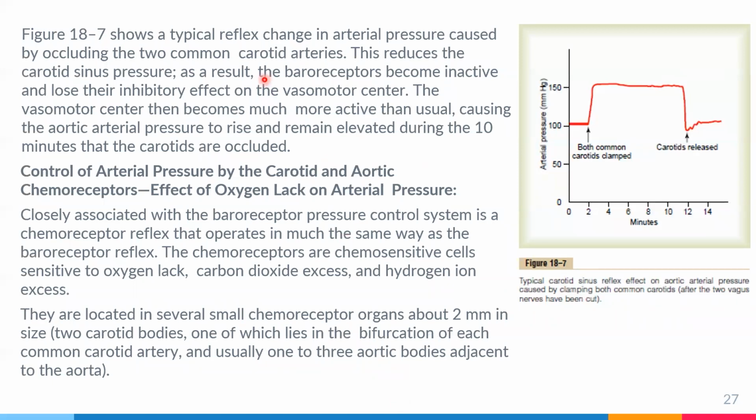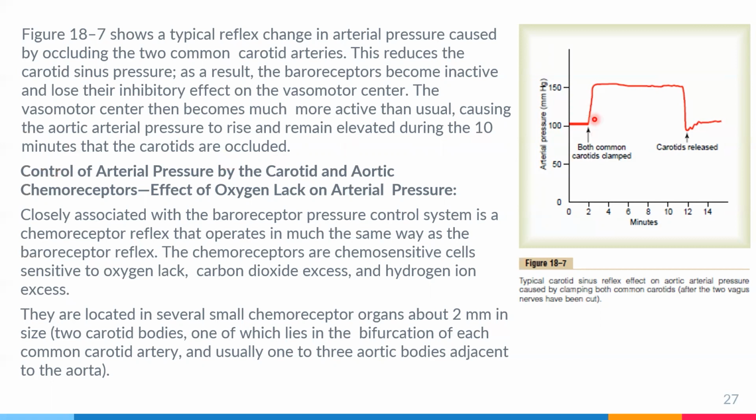Next, we also have a diagram showing us a typical reflex change in arterial pressure caused by occluding the two common carotid arteries. Occluding here means that we are blocking the two carotid arteries. This reduces the carotid sinus pressure. As a result, the baroreceptors become inactive and lose their inhibitory effect on the vasomotor center. The vasomotor center then becomes much more active than usual, causing the aortic arterial pressure to rise and remain elevated during the 10 minutes the carotids are occluded.